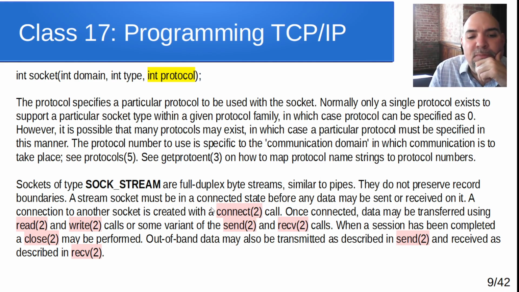A stream socket must be in a connected state before any data may be sent or received on it. So that's an important thing to note. We have to connect before we can send data. A connection to another socket is created with connect. So we call this connect function. Once connected, data may be transferred using read and write calls or some variant of the send and receive call. So I've highlighted those to show you that these are other functions that are part of this API that we're probably going to end up needing to use.